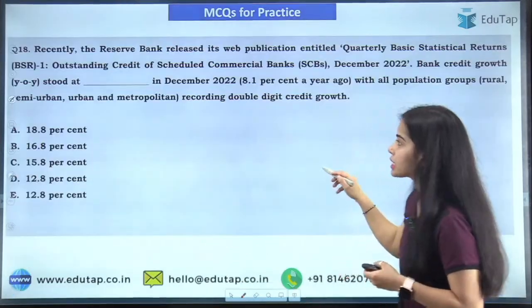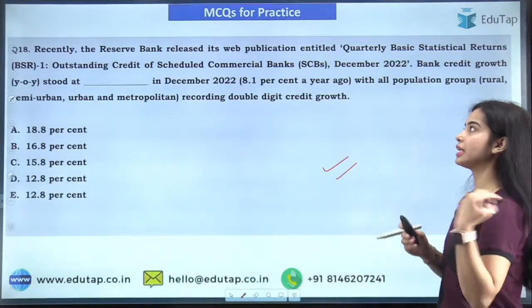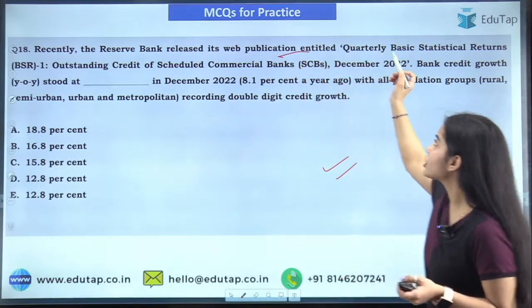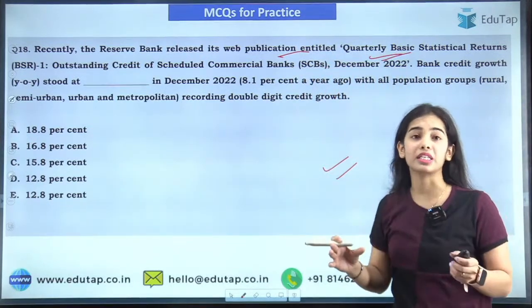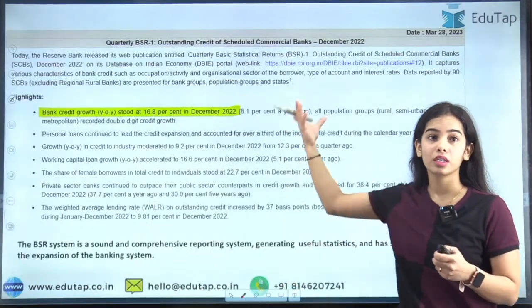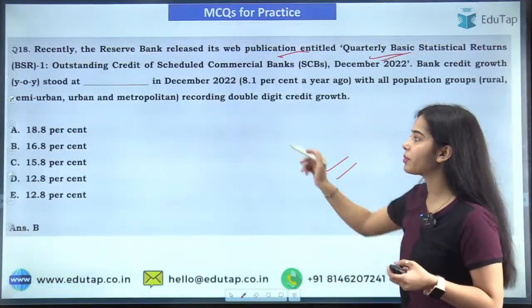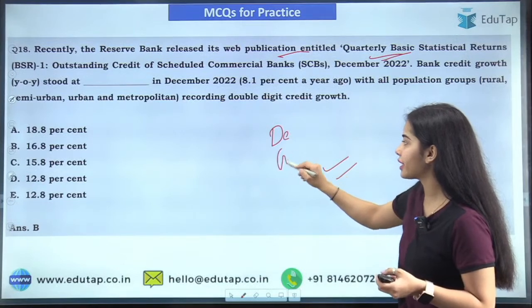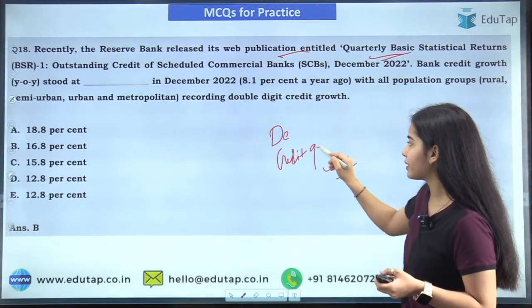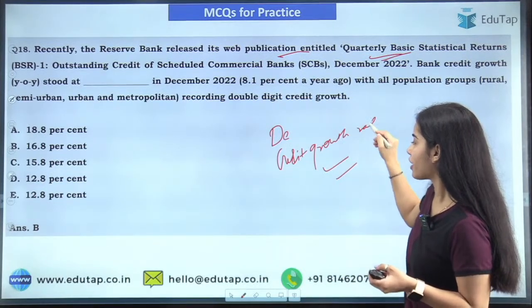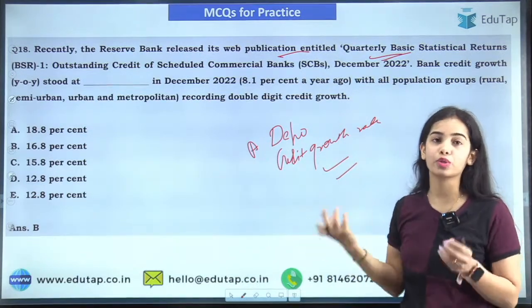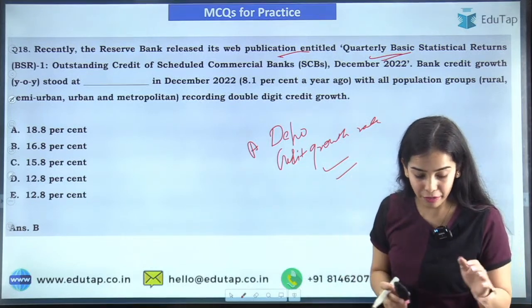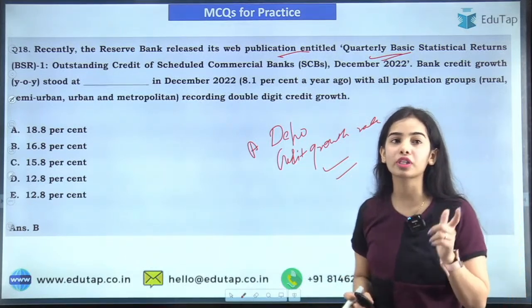Okay, so here is the question. Recently RBI released a web publication in which the quarterly basic data has been provided. Now here again there is too much data. What you have to remember is the credit growth rate and the aggregate deposit growth rate. So these 2 data points are very important. I'm trying to tell you which is the most important thing that you have to do.